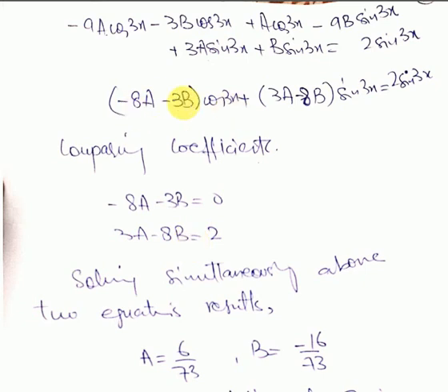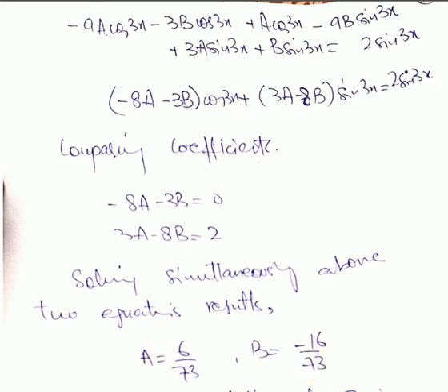And what about the cos 3x term? As there is no cos 3x term on the right, the coefficient is 0, so minus 8a minus 3b is equal to 0. Now, as we have to find these two undetermined coefficients, we solve these two equations simultaneously by any method. We have a is equal to 6 by 73 and b is equal to minus 16 by 73.